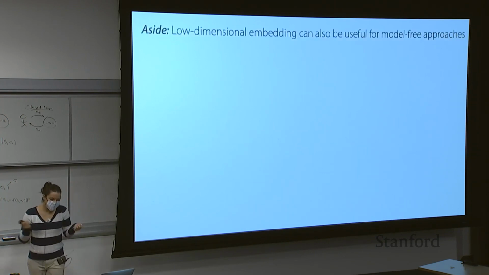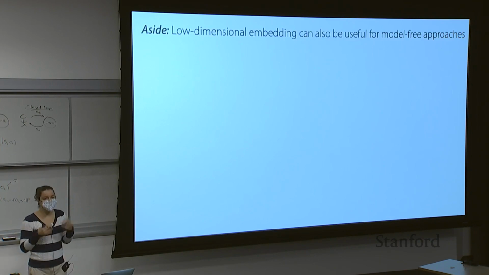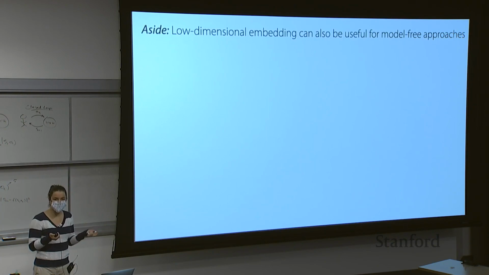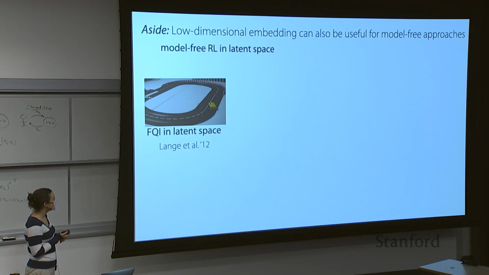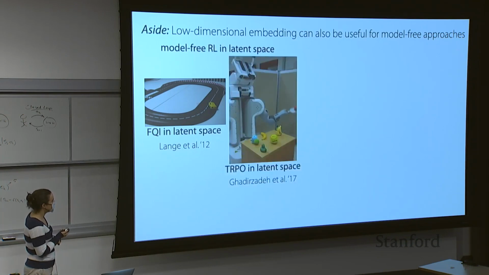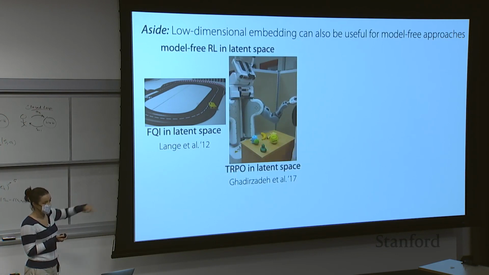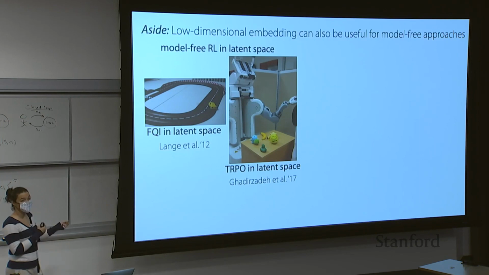Cool. It's also worth mentioning that using low-dimensional embeddings can be useful for model-free approaches, not just for model-based approaches. There's older work from 2012 that learns a latent space and does fitted Q iteration, which is a variant on Q learning, in that latent space. You can also do TRPO, which is a policy gradient method, in a latent space on a real robot, and it ends up being much more efficient than if you were to do it on the original space.